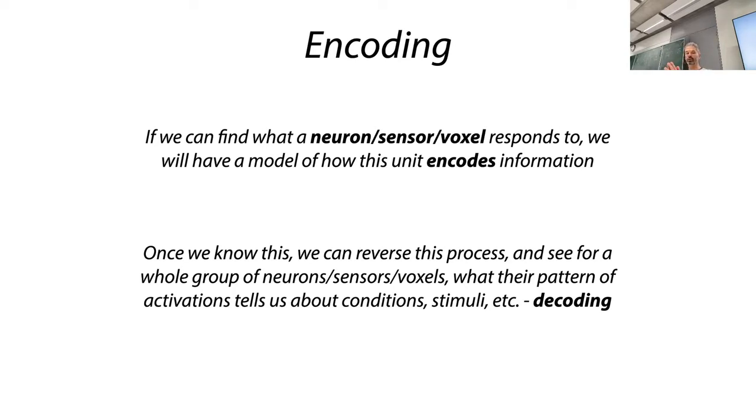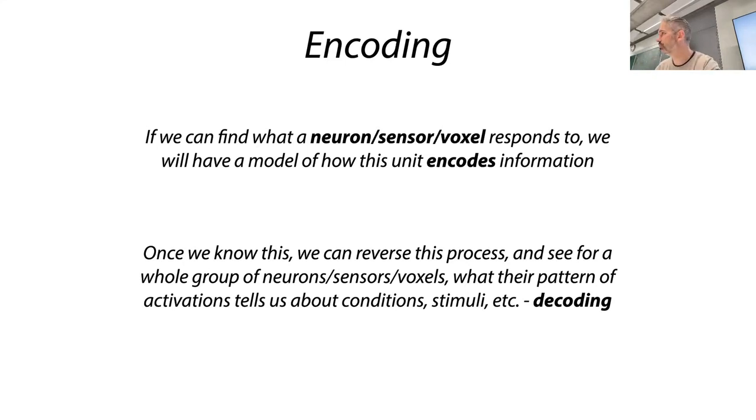So here, the main concept really is, if we understand what makes each unit that we record from tick, right? If we can formulate a model that explains the activations that happen there, then we can use a pattern of activations and decipher what a brain region is doing. Yeah? So this is a model of encoding, which gives us a means of decoding.